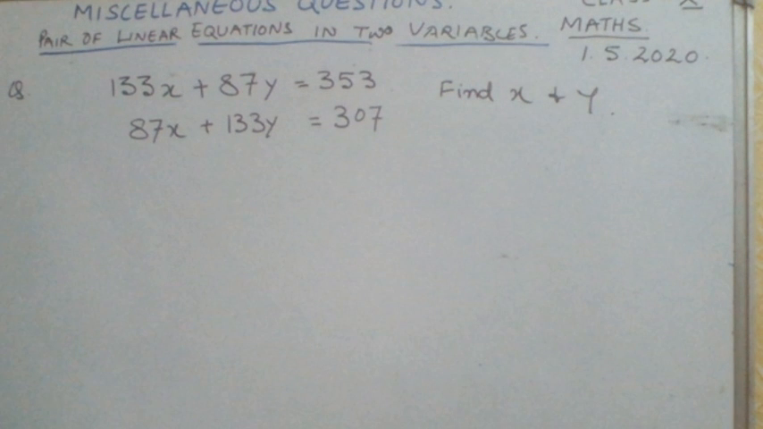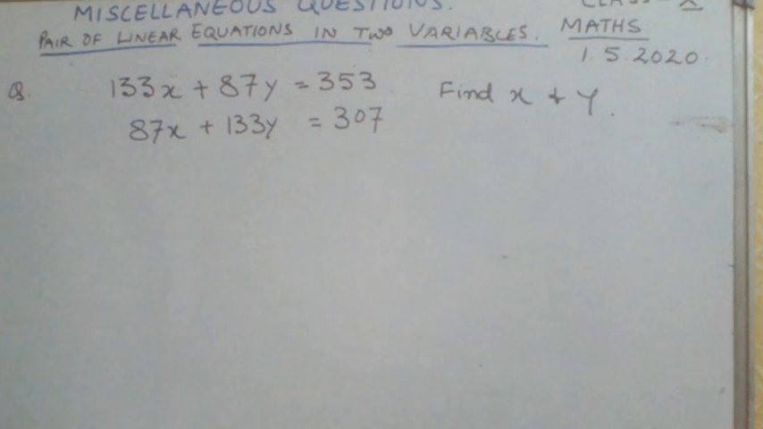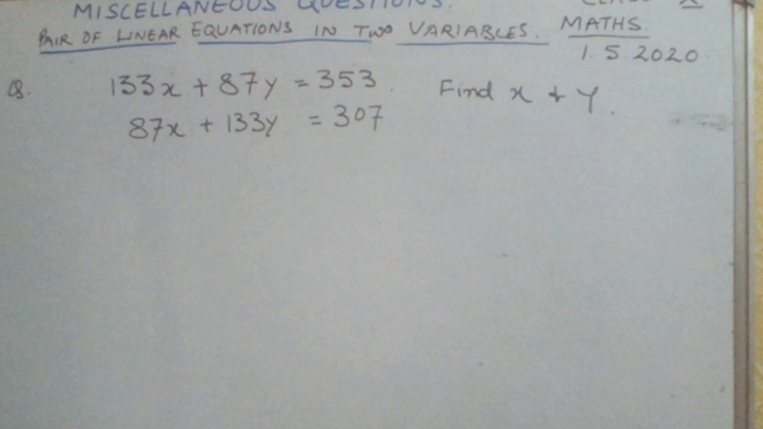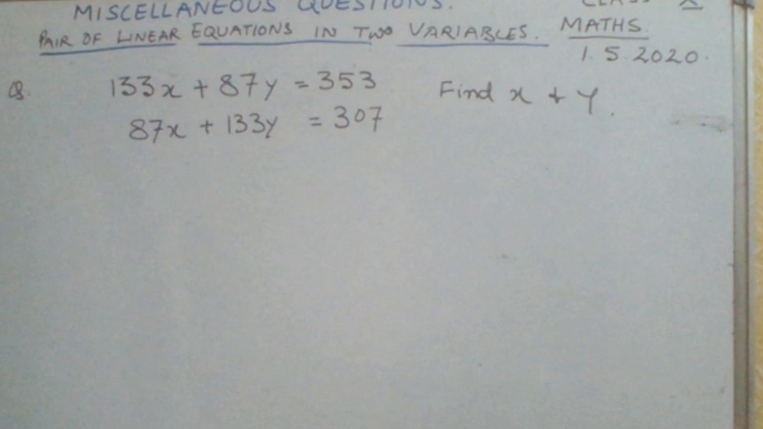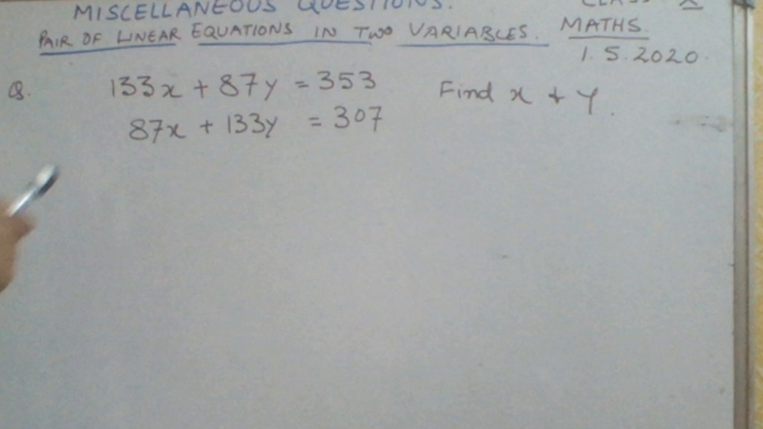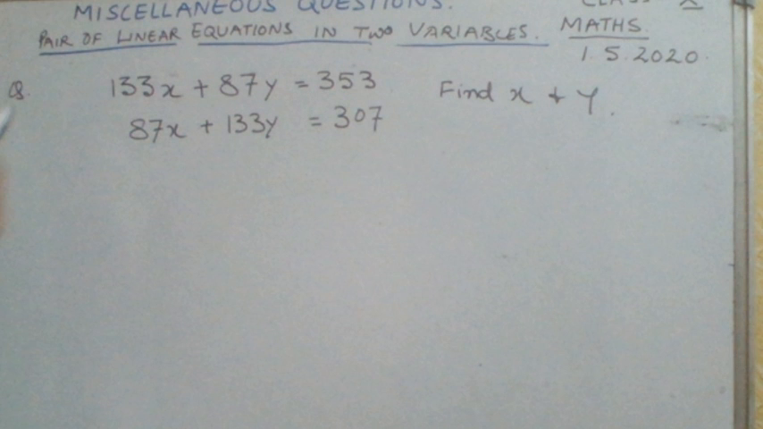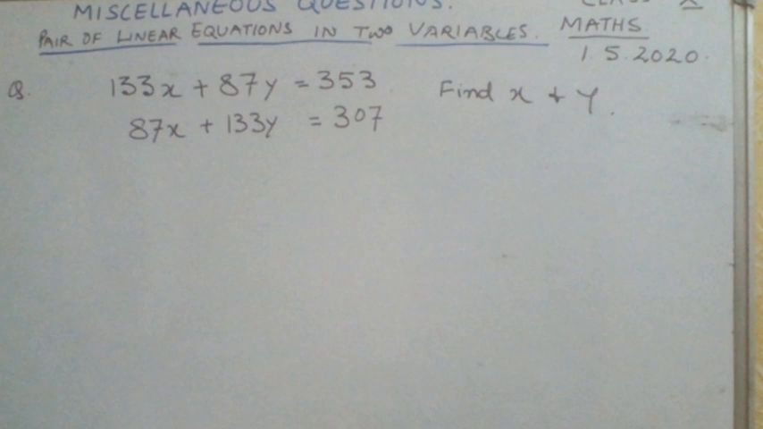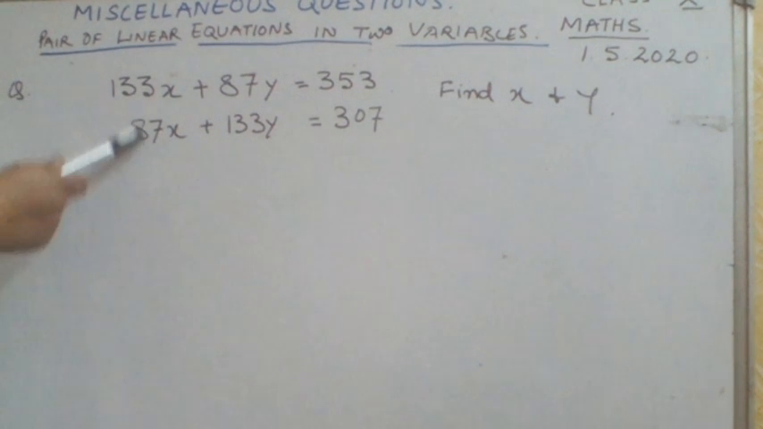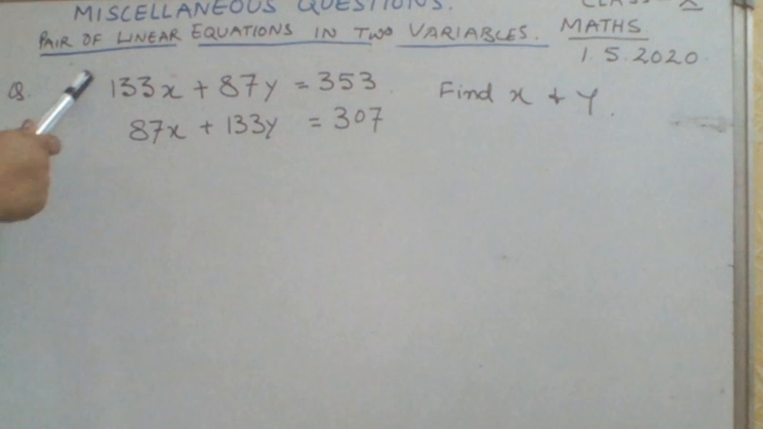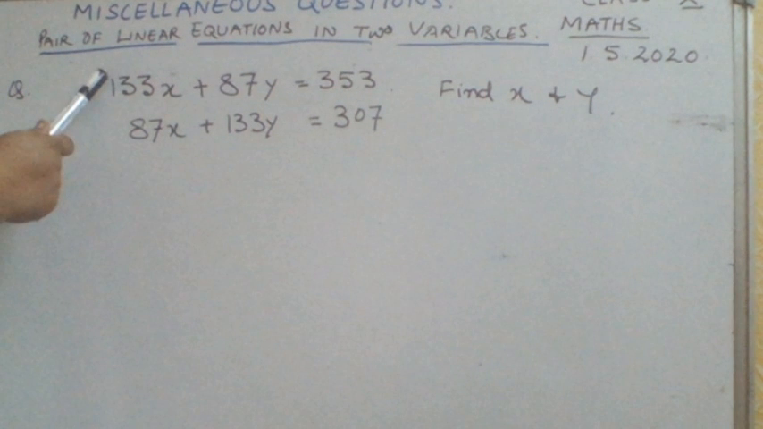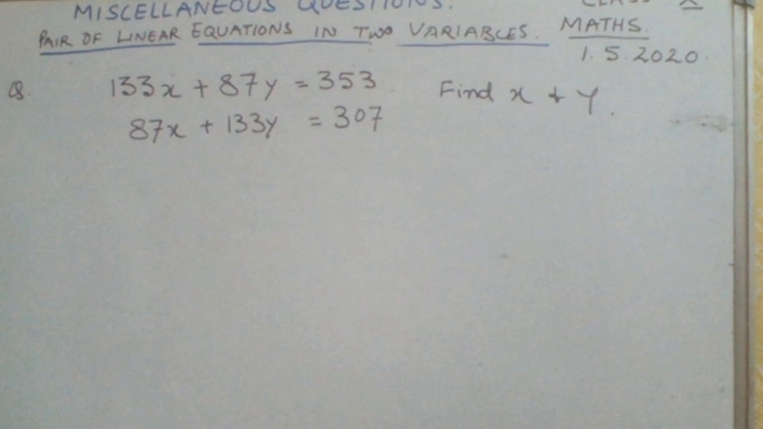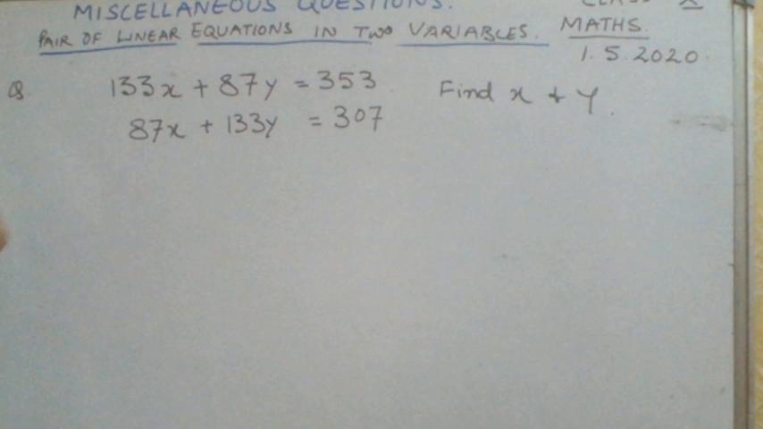This type of question is not there in your NCERT textbook, but you can have this type of questions in your exemplar book or in other reference books. See, here the coefficients of x are numbers like 133, 87. If you are planning to solve them by cross multiplication, substitution or elimination method, of course you can solve it by elimination method. For that you will multiply this equation by 87 and this one by 133, but that will lead to a lot of calculation, right?